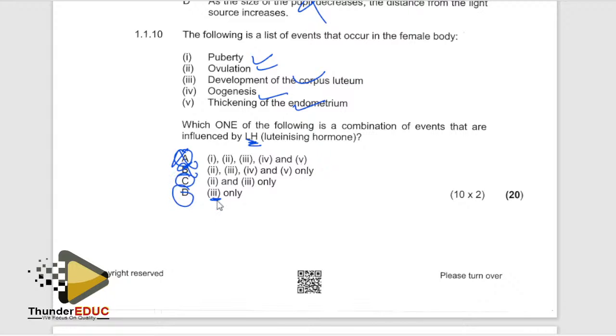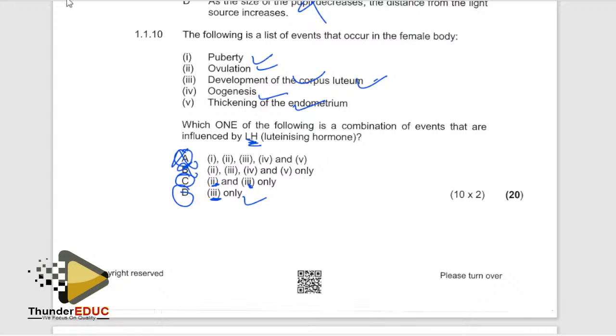What does 3 say? The development of corpus luteum. Yes, development, because it changes the empty Graafian follicle to corpus luteum. So this is correct. So 3 looks to be correct. Now what about 2? Let's confirm with 2. Ovulation. Remember, luteinizing hormone increases. Once it increases, it triggers ovulation. Therefore, 2, C and D are both correct. But C becomes the most correct answer.